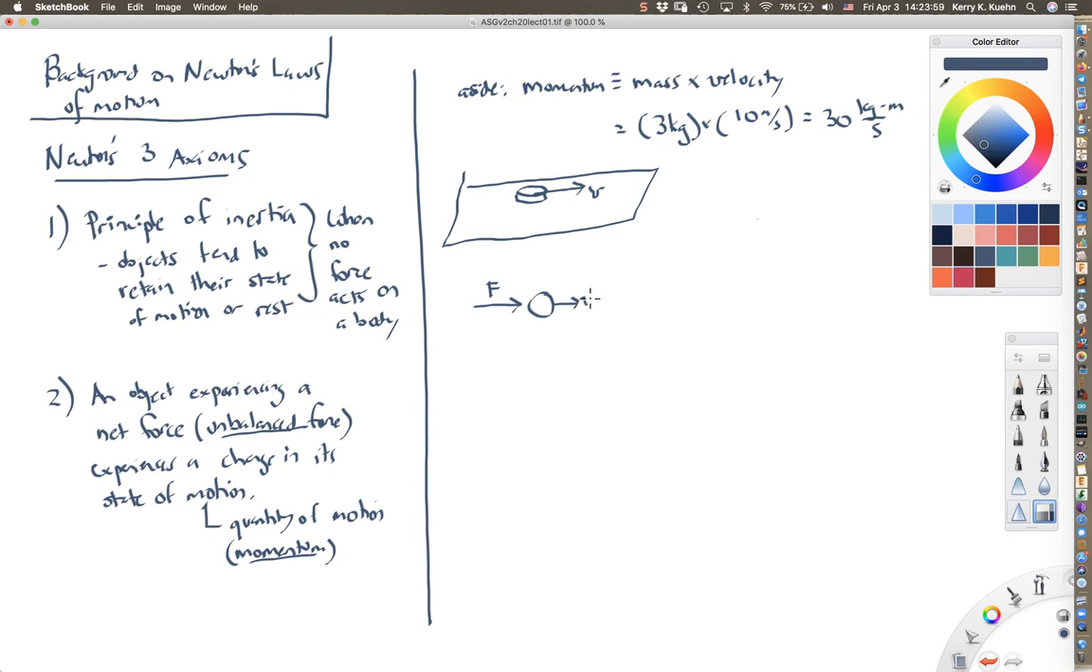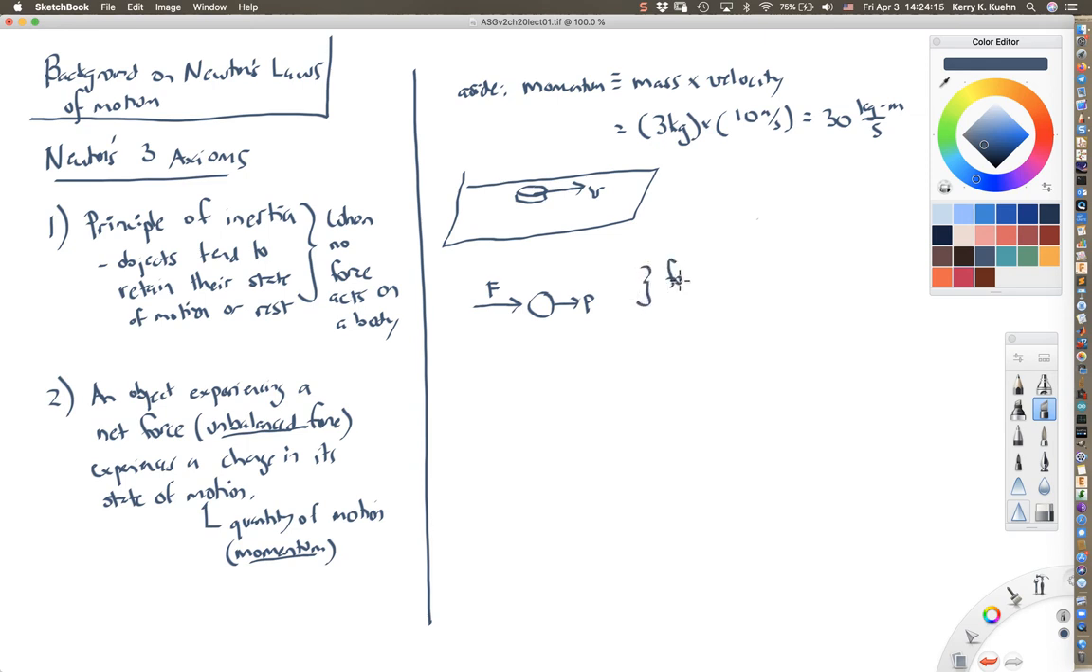I know momentum is related to velocity, but just to be clear here, its momentum is in this direction. Because it has a mass of 3 kilograms and a speed of 10 meters per second, its momentum is in this direction. What's going to happen is it's going to speed up.